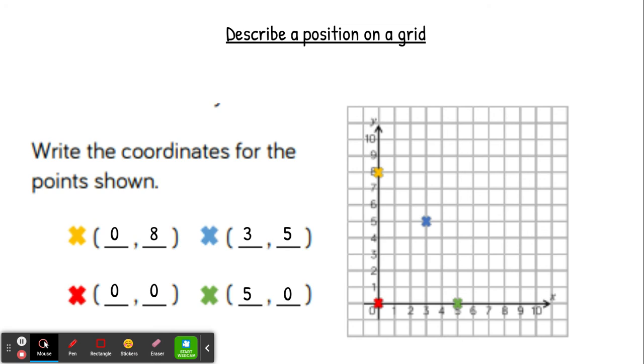Okay, so that is how you describe points on a grid. So use that understanding to help you to answer the questions in the rest of the lesson.